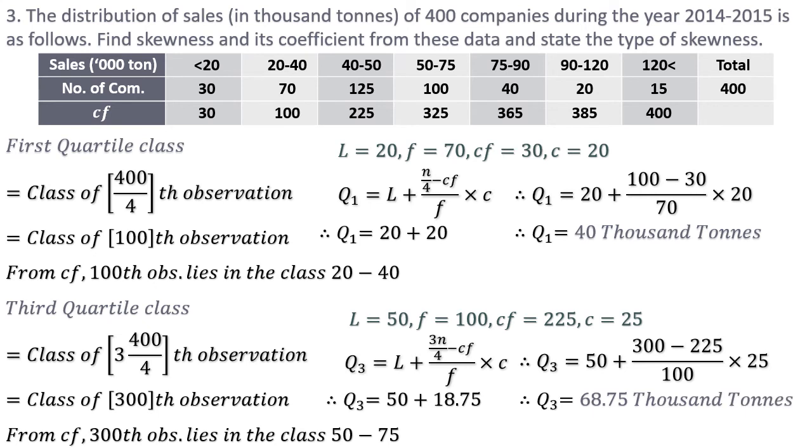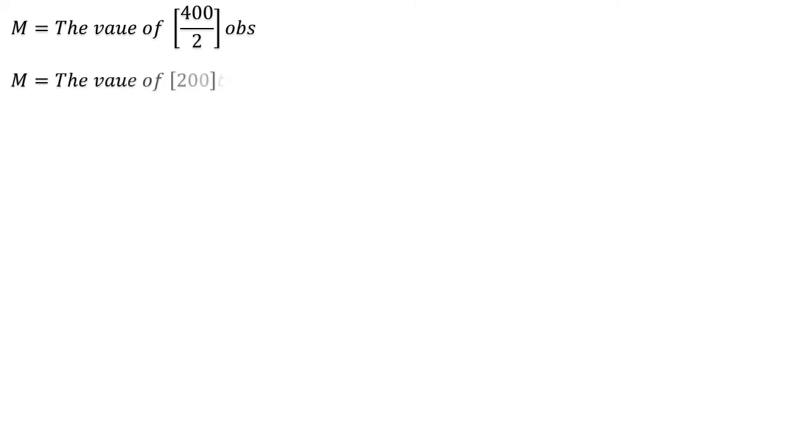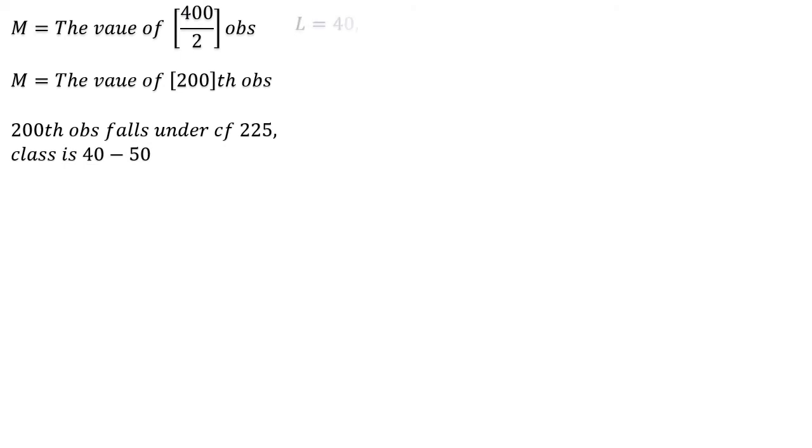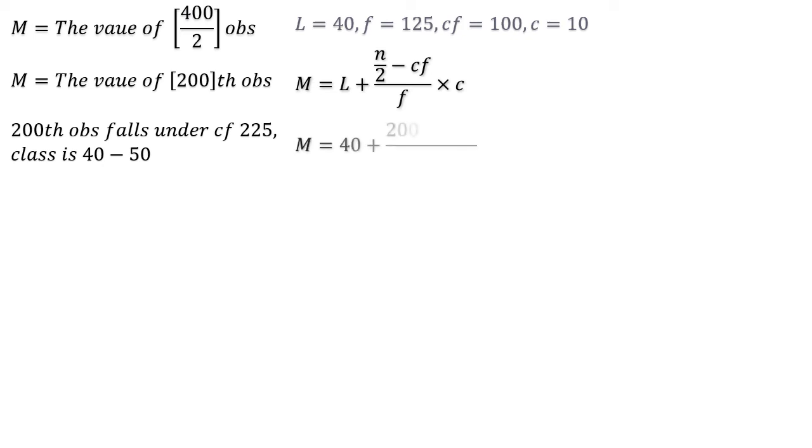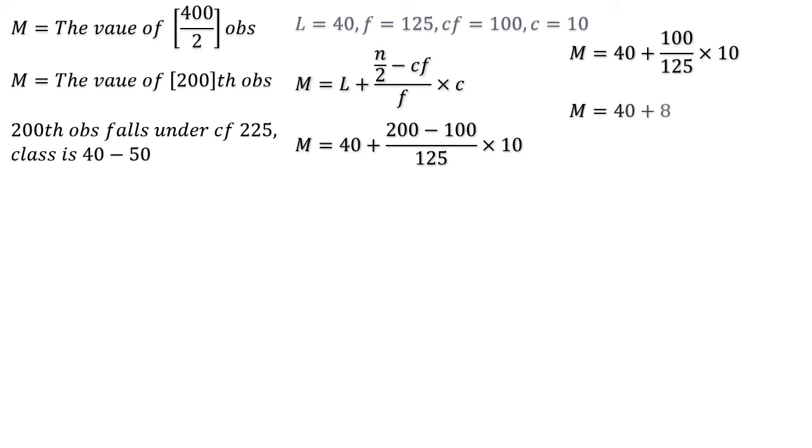Next, we have to calculate the median. Median is the value of the 400 upon 2 observation, which would naturally be the 200th observation. Now, if you check from the CF, the 200th observation falls under the CF 225, so the class is 40 to 50. From this data, you can say that the lower limit is 40, the frequency is 125, the CF is 100, and the class length is 10. The formula, of course, is L plus N upon 2 minus CF upon f into c. So when you put in the values, you get 40 plus 200 minus 100 upon 125 into 10. Solve this, you get 40 plus 100 upon 125 into 10, which is 40 plus 8, that is 48,000 tons.